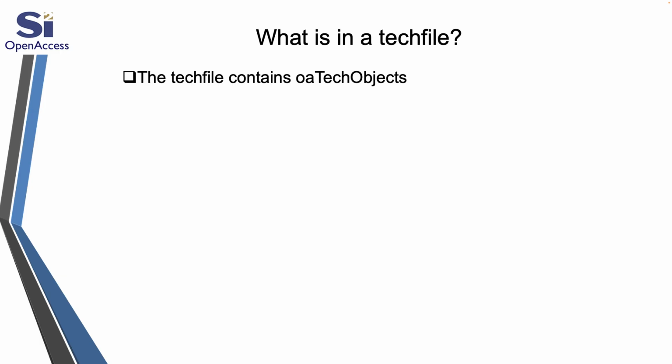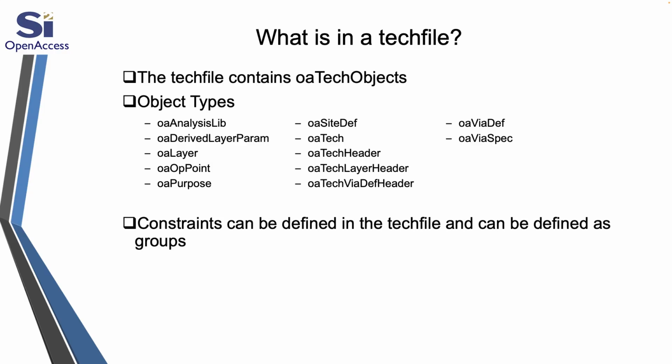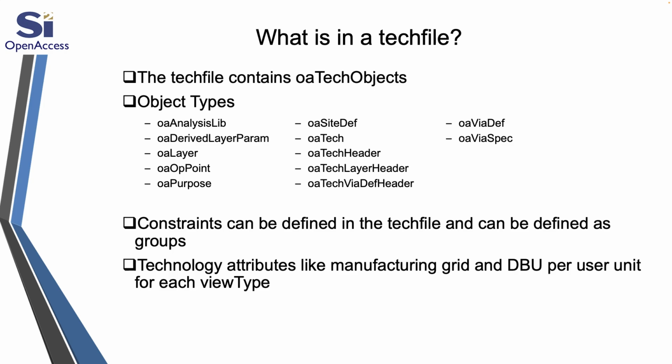Any object related to the technology can be referenced from the Techfile, though tech objects may also be set within the application. The OpenAccess API has classes for dealing with various technology file type objects. Constraints may be defined in the Techfile. Attributes of the technology may be defined in the Techfile. The manufacturing process can be defined within the Techfile.